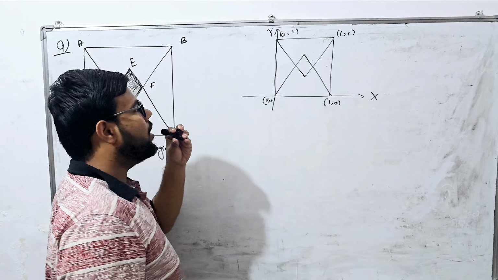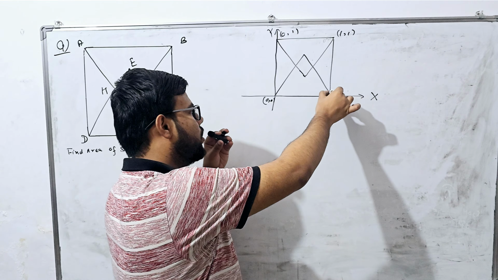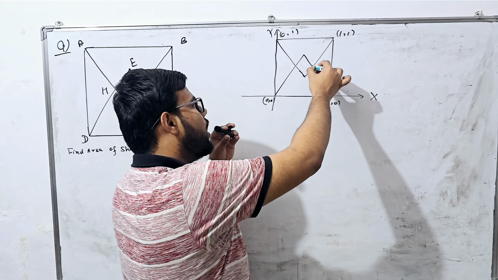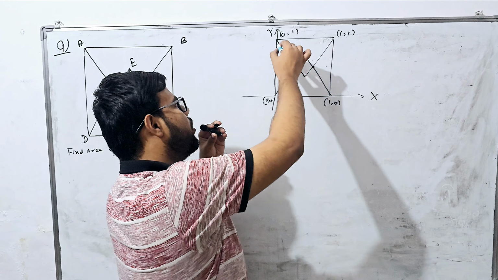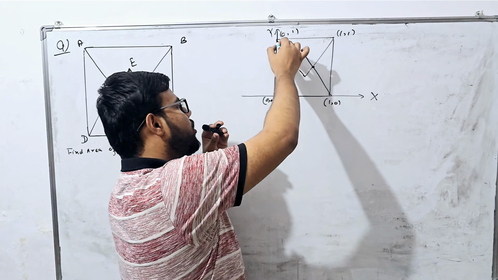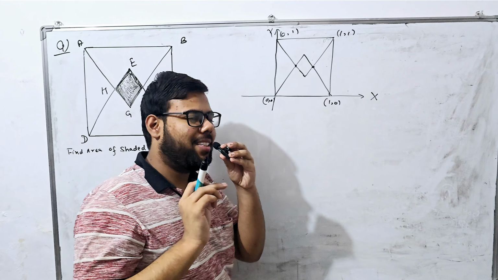So the idea over here is that I will find the equation of this line and the equation of this line, and I will find the point of intersection of these two lines. Similarly, I will find the equation of this line and this line, and find the intersection of these two. So let's see it, okay?